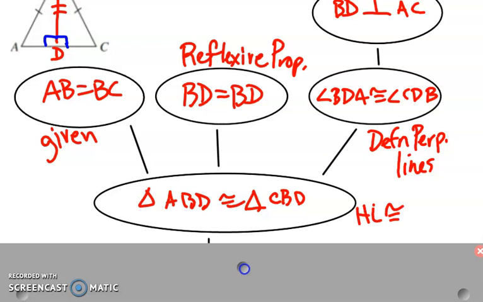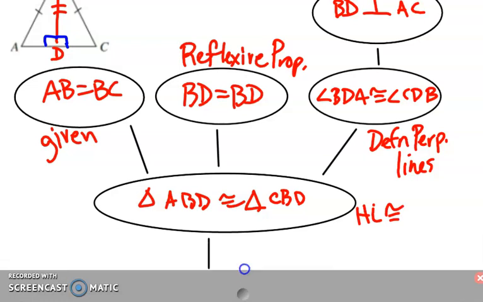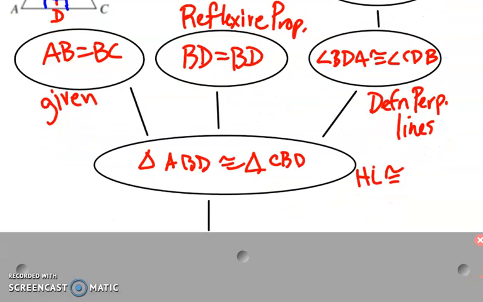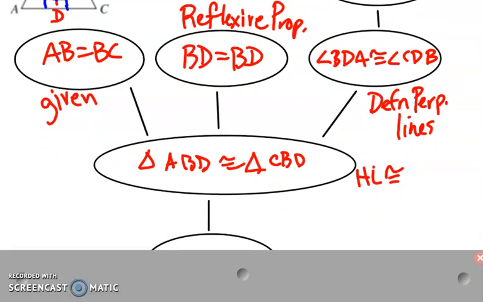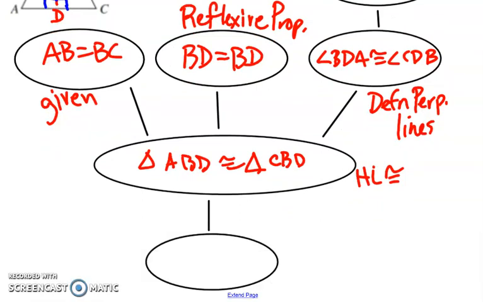Now we're still not done with the proof. What we're trying to do is prove that the angle at A and angle at C are actually congruent to each other, and that actually is something we can prove now, because the two triangles are congruent to each other. So therefore, their corresponding parts are also congruent. So angle A and angle C would be the two pieces of the triangle that would match up.